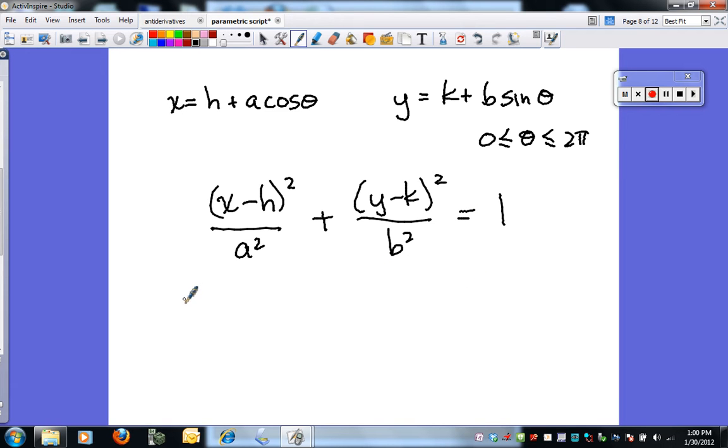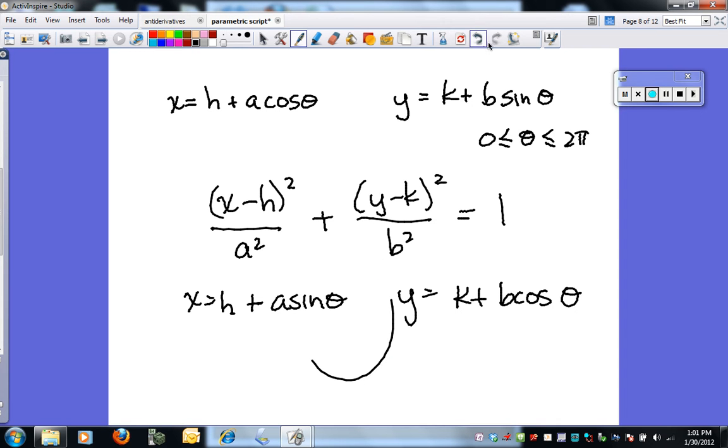The other way, x equals h plus a sine theta, and y equals k plus b cosine theta. For the same values of theta, this would be giving us an ellipse traced clockwise. Sorry, I didn't mean to draw that. And we're left with this formula.